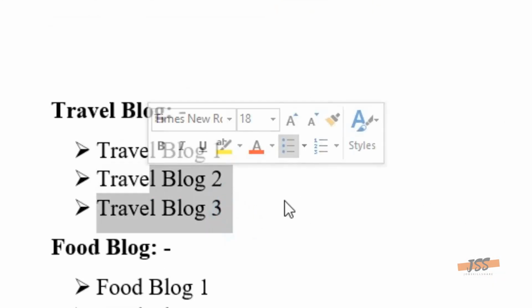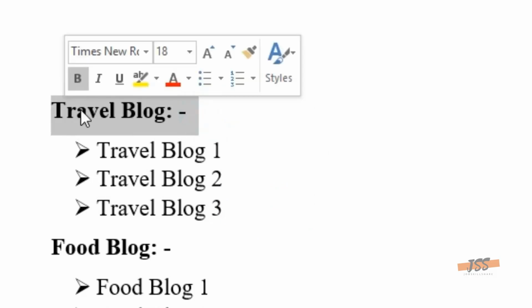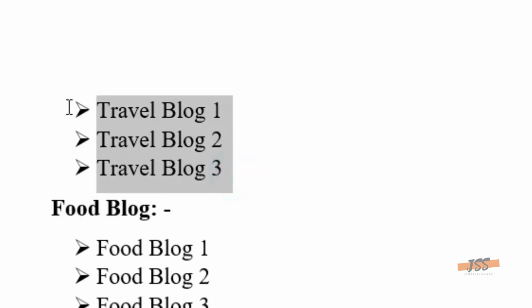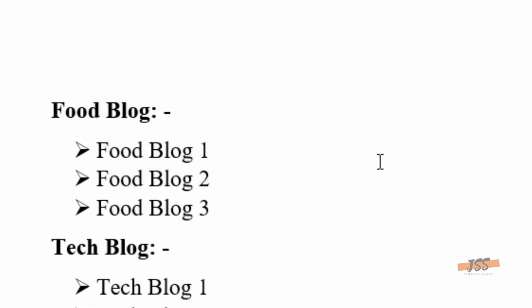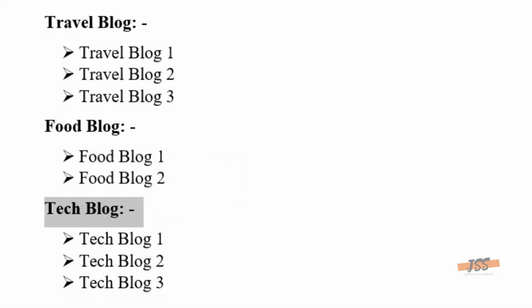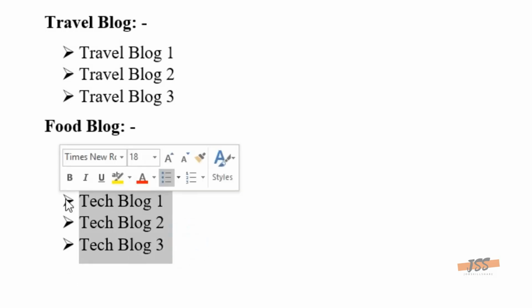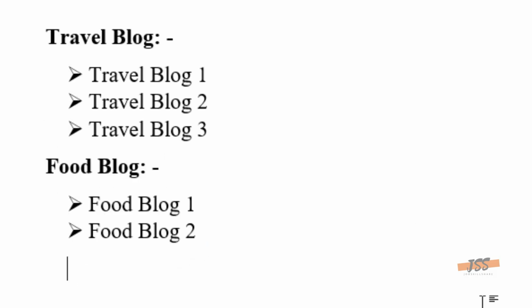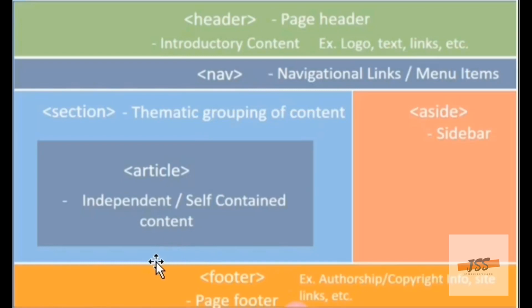But let's say if I remove the travel section, it means that all the blogs related to travel will be removed also. If I don't make sections and write articles randomly, then nothing will look organized. So removing the section can affect the structure of the website, but removing an article doesn't affect the structure of the website. Lastly, we have the footer tag.